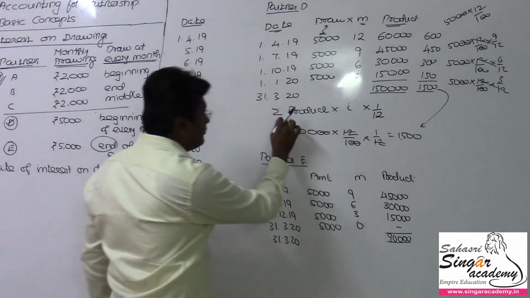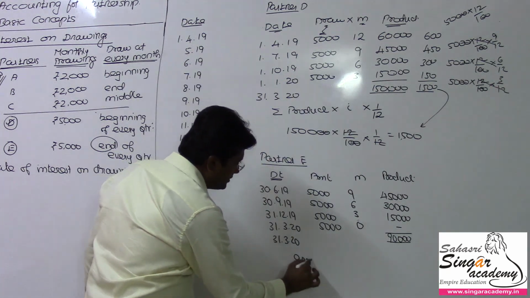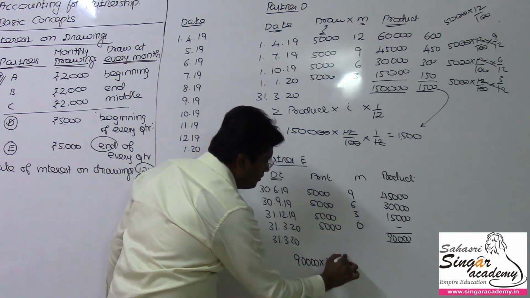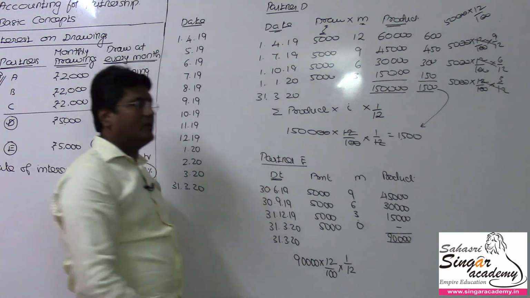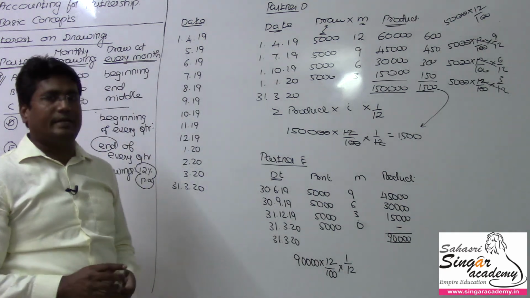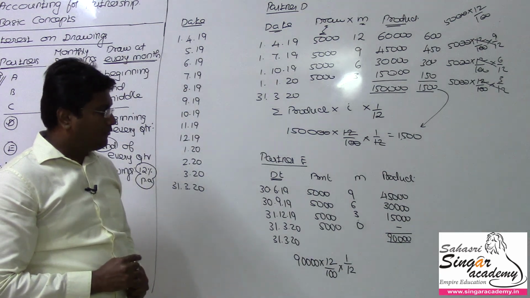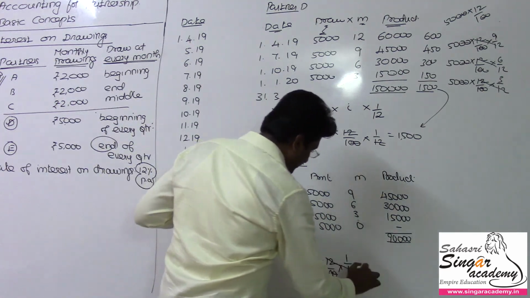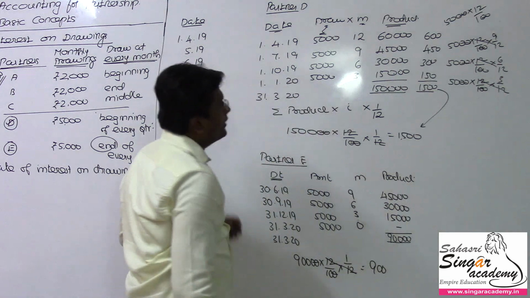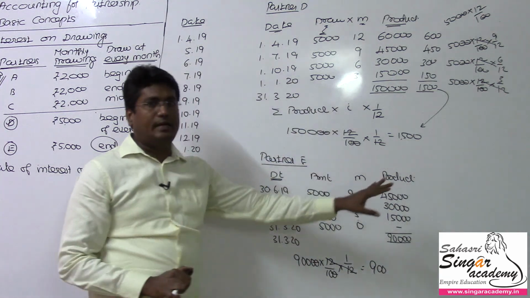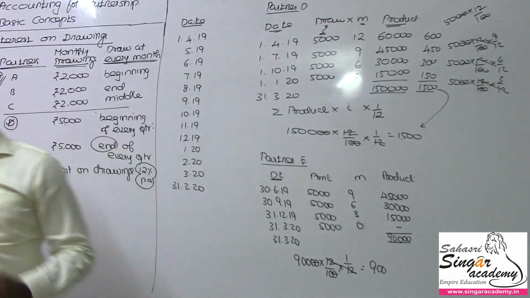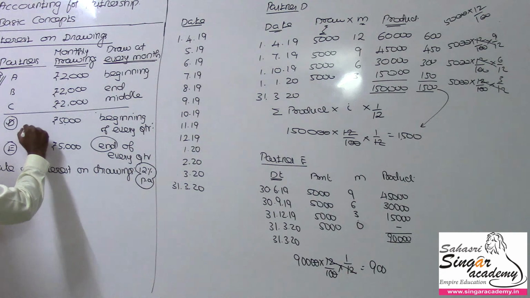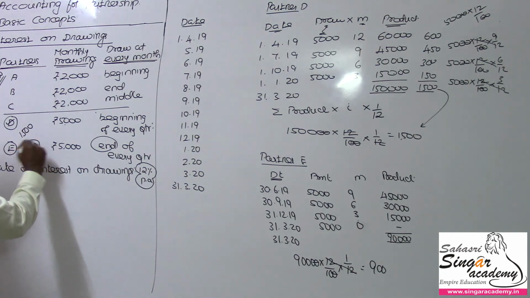Now for the interest, I am using the same formula, 90,000 into rate of interest being 12%. Don't forget to multiply this by 1 by 12, because under the product method we have converted into a month basis, so interest should be calculated on a per month basis. Of course, you can convert that to the day basis also, as already told. So I am cancelling this. The final answer is 900. Of course, you can use the direct method also to get the answer. So now we have calculated for D and E. For D, the final answer is 1500. For E, the final answer is 900. So we got the answers.